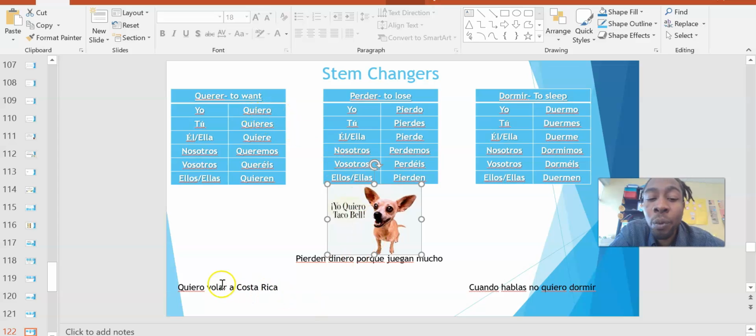All right? So when we said I want to fly to Costa Rica, it's not vuelo a Costa Rica, I fly to Costa Rica, but quiero volar a Costa Rica. Here for they lose money because they play a lot, what we want to do is conjugate perder for they. We get pierden dinero porque juegan mucho. So both of these stem changers are conjugated for they because they lose and they play.